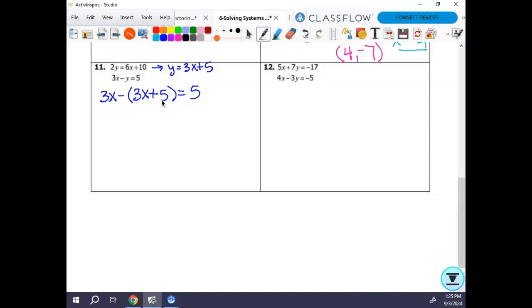Now, are these parentheses important? Yes, because I got to distribute that negative, right? So 3x minus 5 equals 5. What's 3x minus 3x? 0. So I get negative 5 equals 5. Is that a true statement? No. You get a weird answer? The answer is no solution.